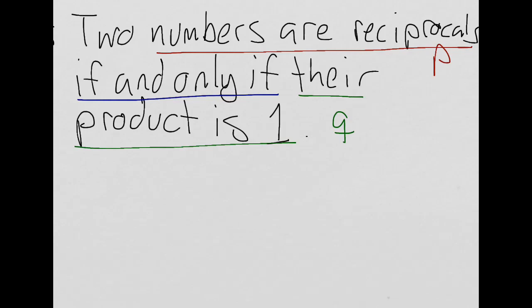So then my original conditional statement is going to be if P then Q. So that means that it's going to be if two numbers are reciprocals, then their product is 1. And then the converse of that statement is going to be if Q, then P. And so that statement would be if the product of two numbers is 1, then those numbers are reciprocals.